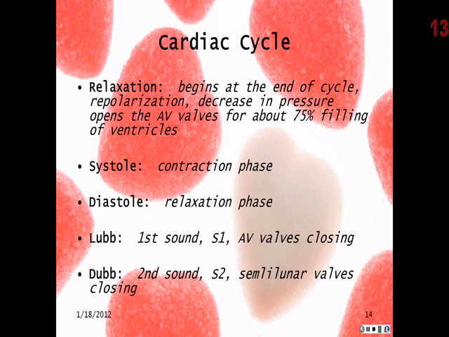Relaxation begins at the end of the cardiac cycle. Here we have repolarization and a decrease in pressure that opens the AV valves to allow passive filling of the ventricles to about 75%. The remainder is filled by the contracting atria in systole. This is the contraction phase, where diastole is the relaxation phase.